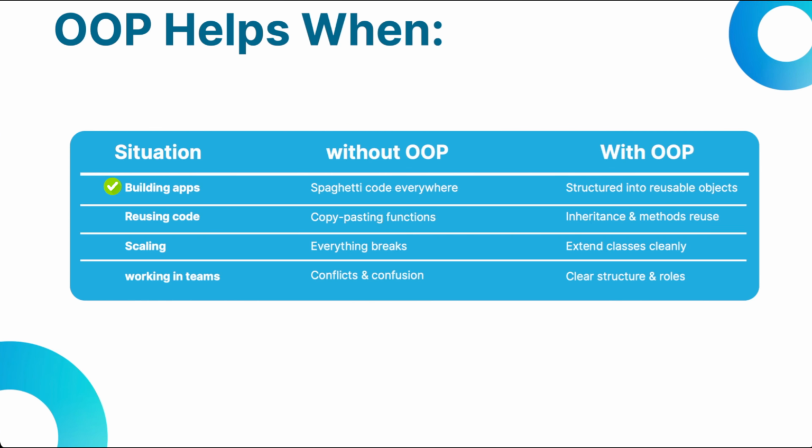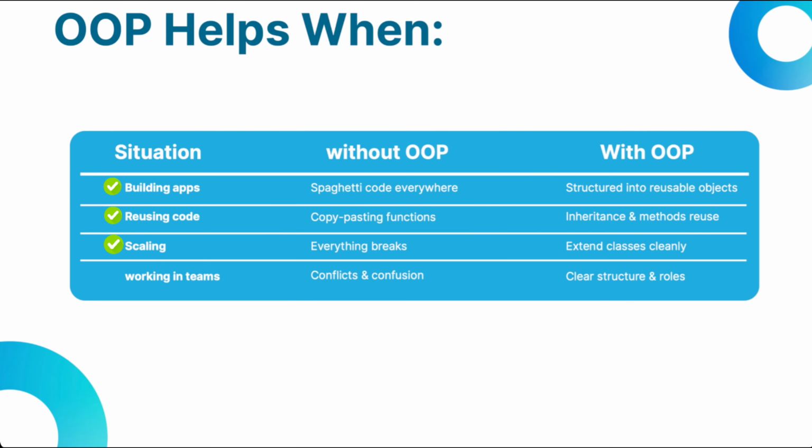The second one is reusing code. Without object-oriented programming, reusing code means copy-pasting functions from one file to another, which is messy and error-prone. With object-oriented programming, you can use inheritance and method reuse. So you write code once and use it everywhere.